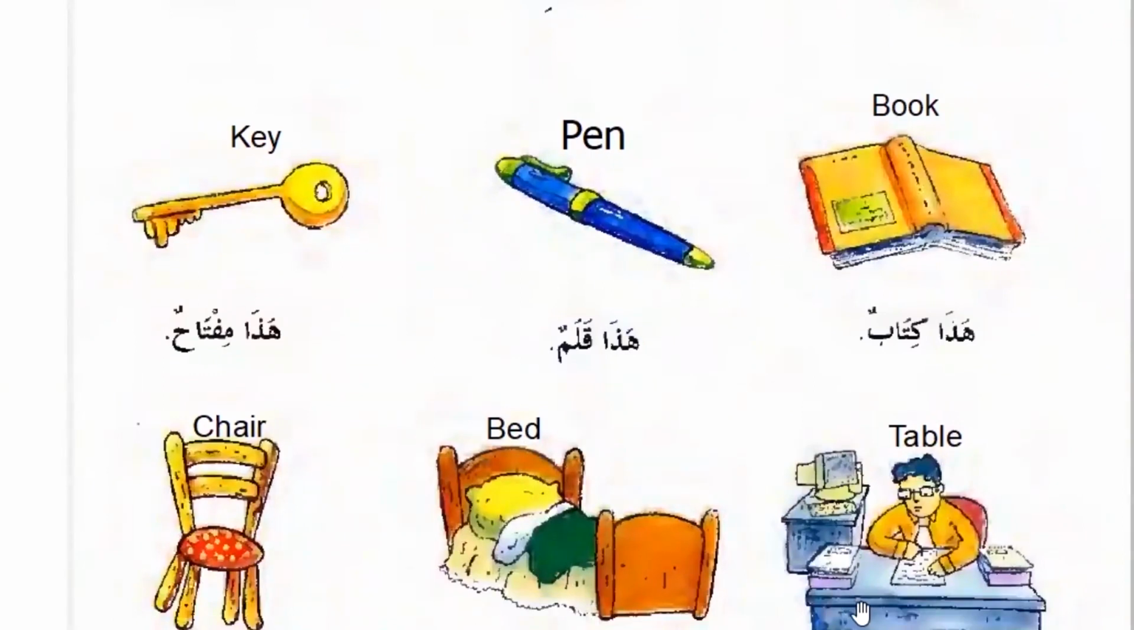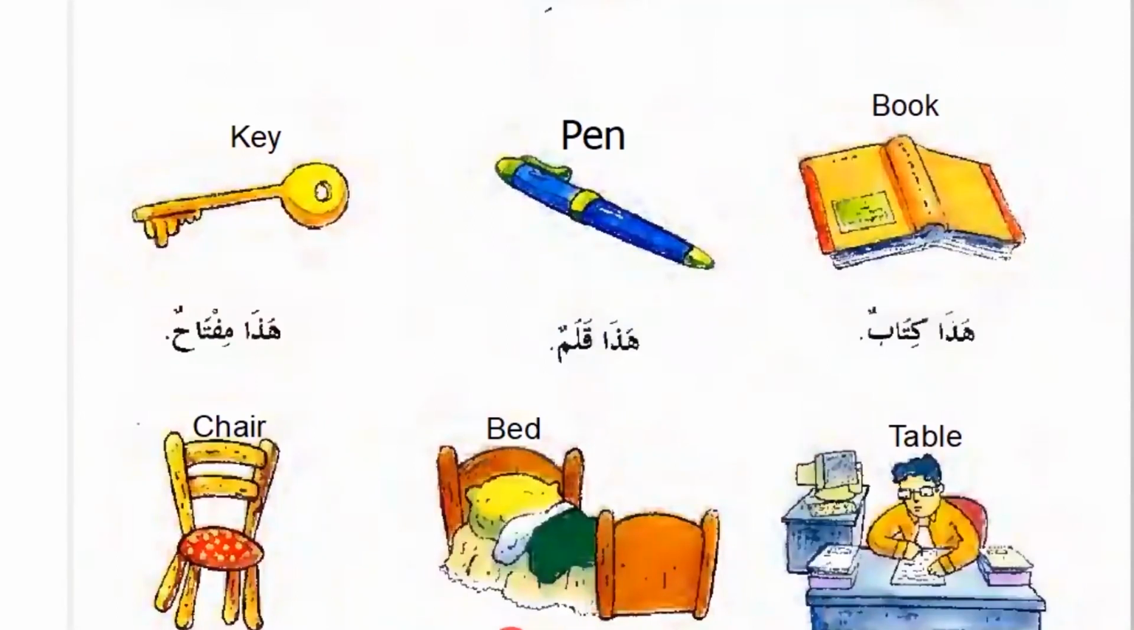So we have here, haza maktabun. This is a maktab. A maktab is a table. Haza maktabun. This is a table. Haza sarirun. This is a bed. So sarirun means a bed.